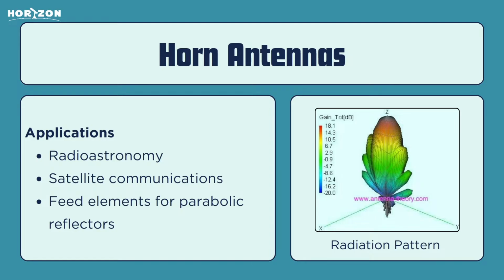The broad bandwidth of horn antennas also allows for high data transfer rates. So they're used in satellite communications, and horn antennas are also used as feed elements for parabolic reflectors since they illuminate the dish uniformly and efficiently, ensuring maximum gain and minimum wasted radiation.